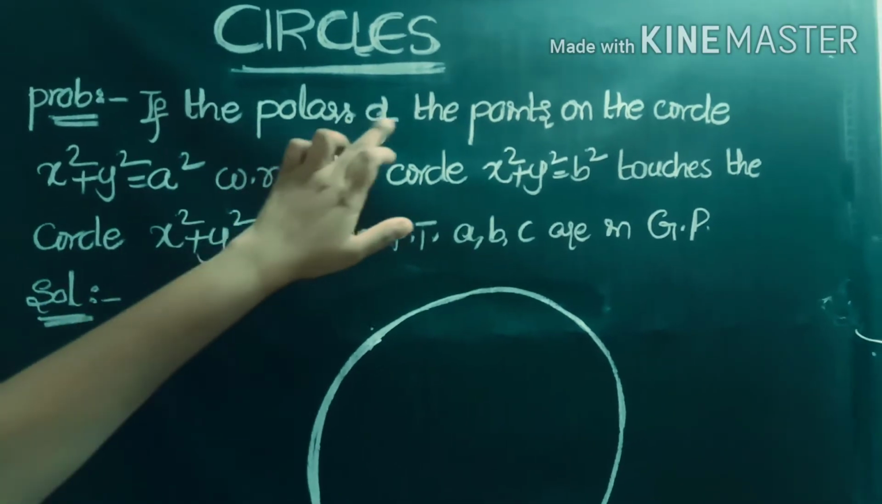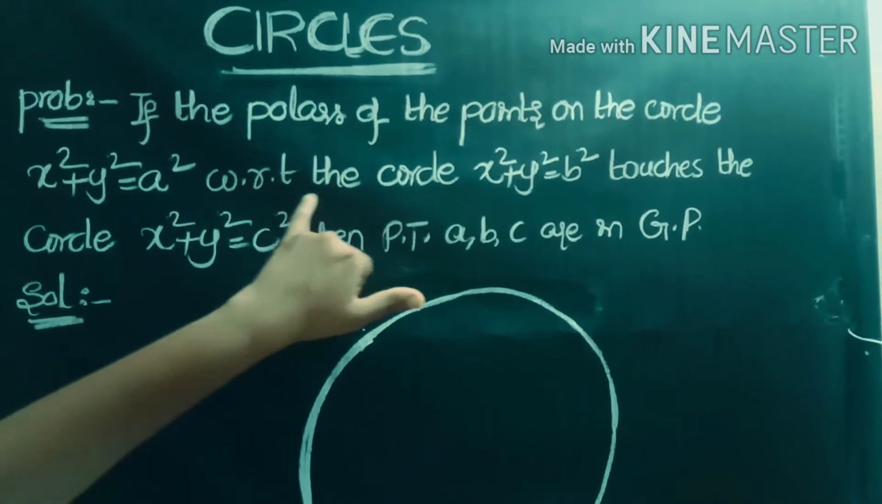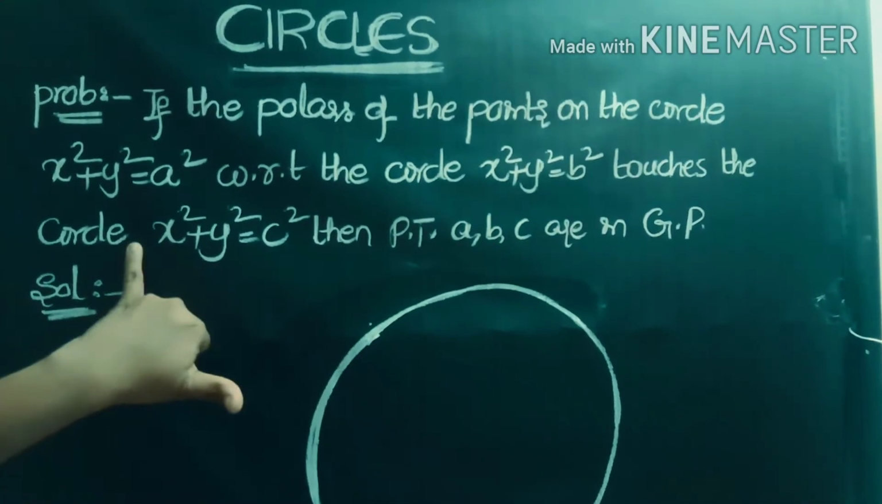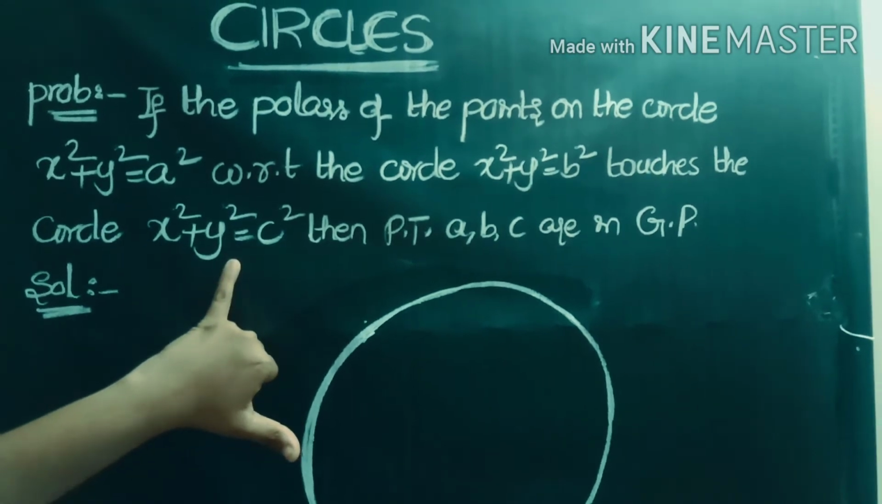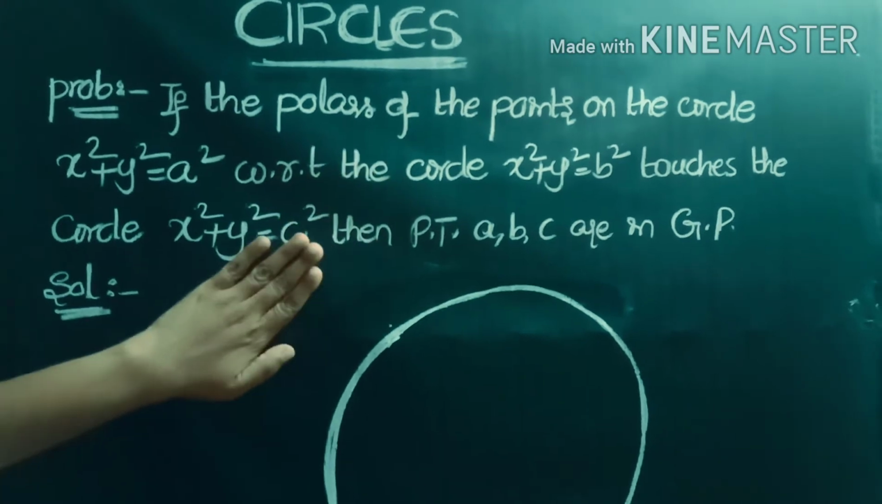If the polars of the points on the circle x square plus y square is equal to a square, with respect to the circle x square plus y square is equal to b square, touch the circle x square plus y square is equal to c square, then prove that a, b, c are in GP. So here clearly three circles are given.